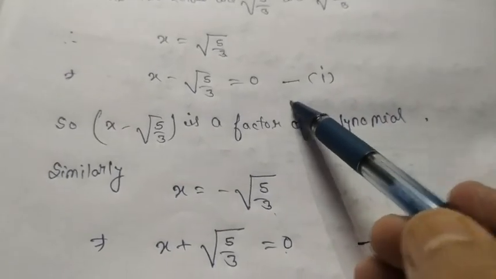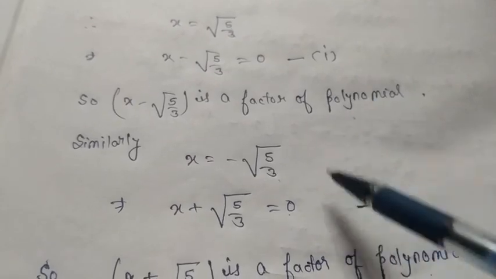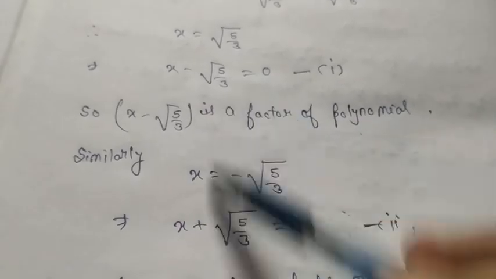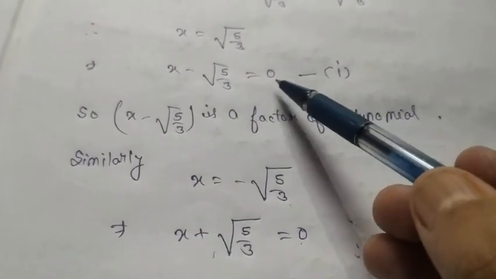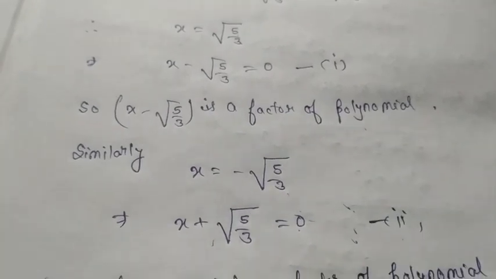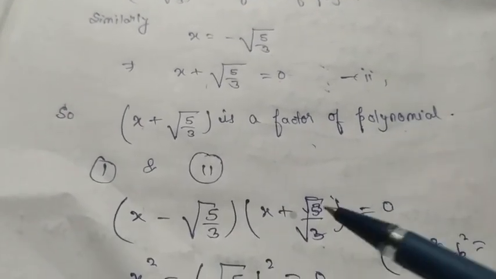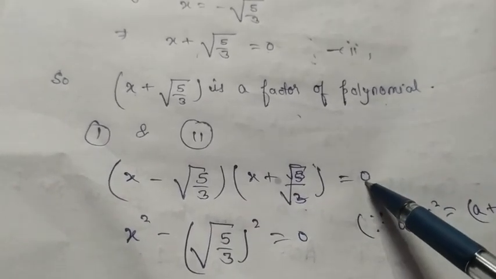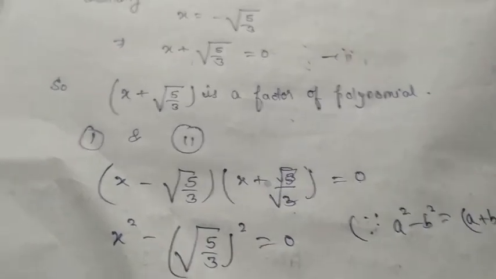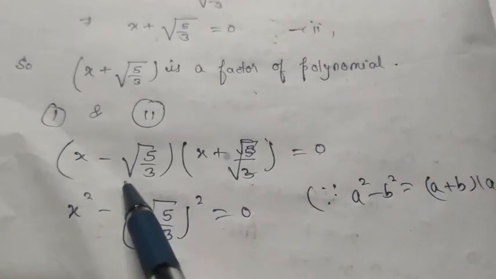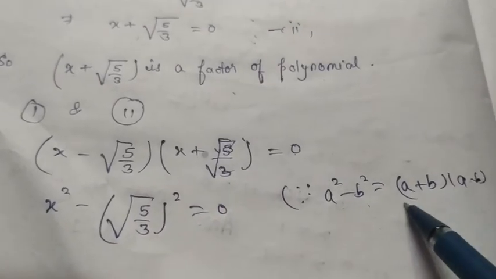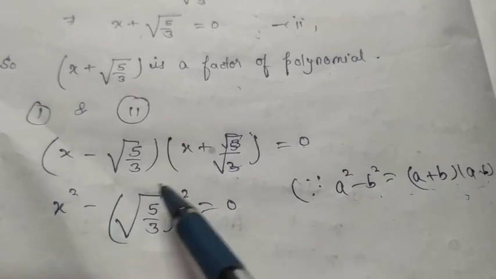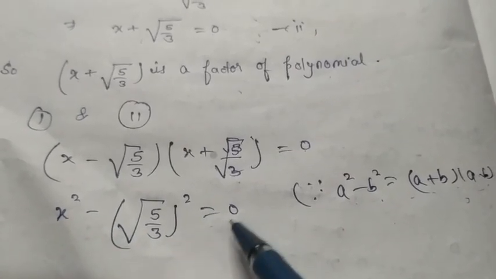This is our equation number 1, this is our equation number 2. Now what you do, you multiply these two. When you will multiply these two equations, then left hand side will multiply to left hand side and right hand side will be multiplied to right hand side. So when I will multiply it, I will get x minus under root 5 by 3 times x plus under root 5 by 3 equal to 0. Now this is the formula of a square minus b square, which is equal to a plus b and a minus b. So I can write it x square minus under root 5 by 3 whole square equal to 0.